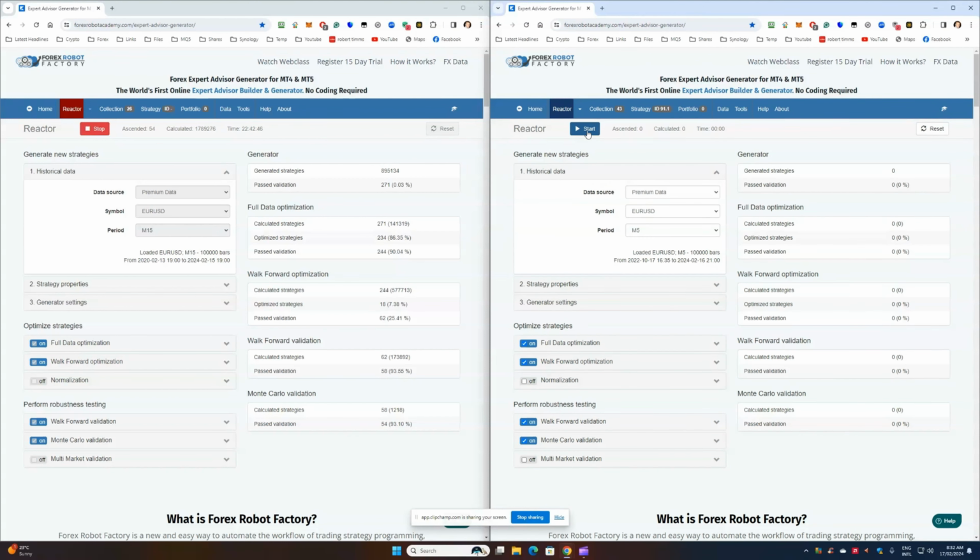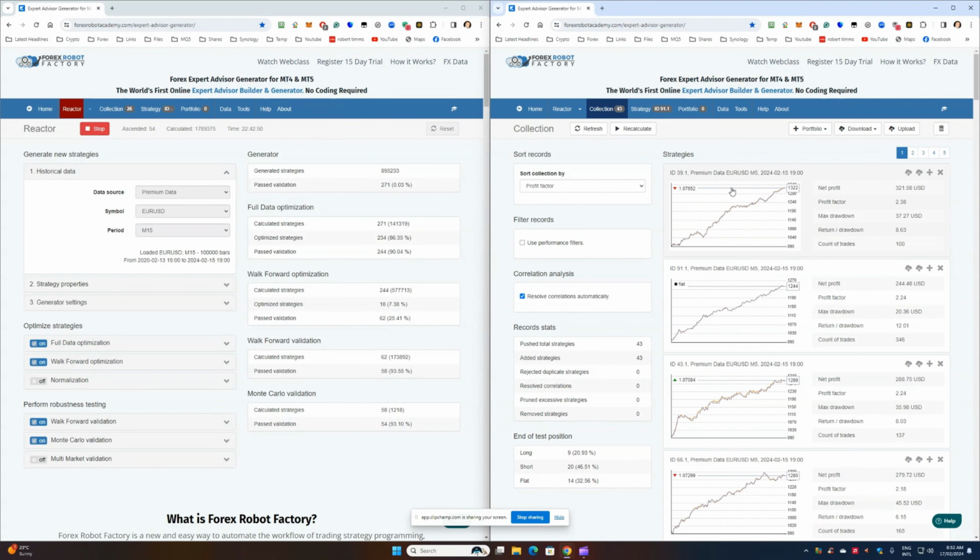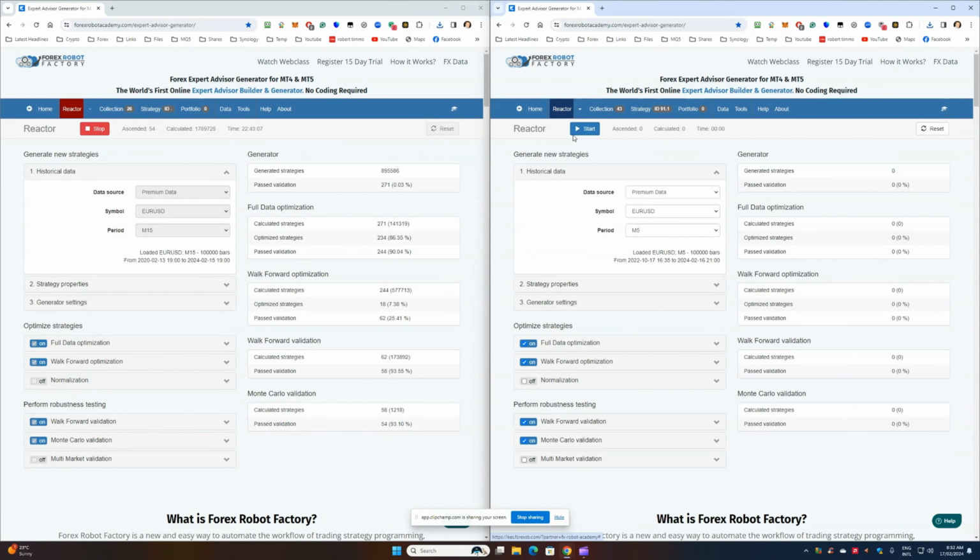Okay, this has actually stopped it now, so I shouldn't have hit that button, but we still have our collection here. So what I'm going to do now is download the collection, just as a backup. We can also download these files as MT4 or MT5. I'm just going to download the MT5 version. Now, I can actually restart this reactor now and it will continue to generate. So let's do that now. Bit of a mistake there, but you know, things happen, and at least we didn't lose our collection.